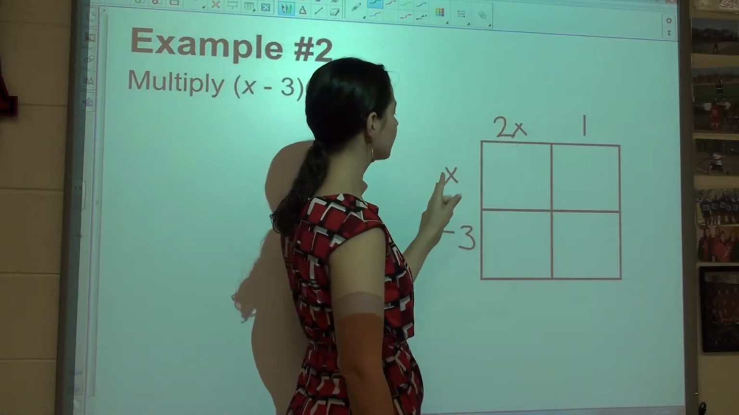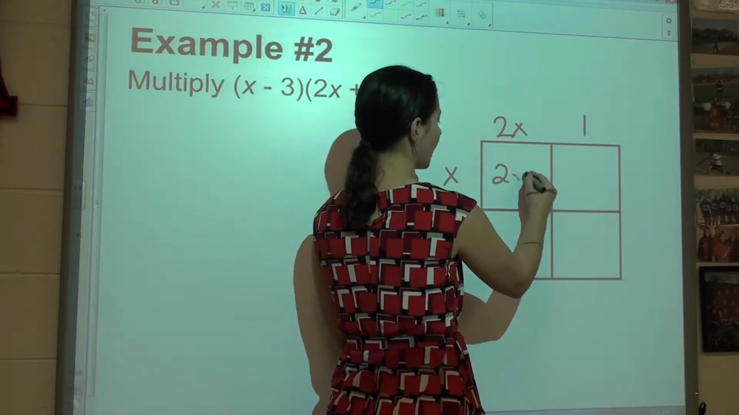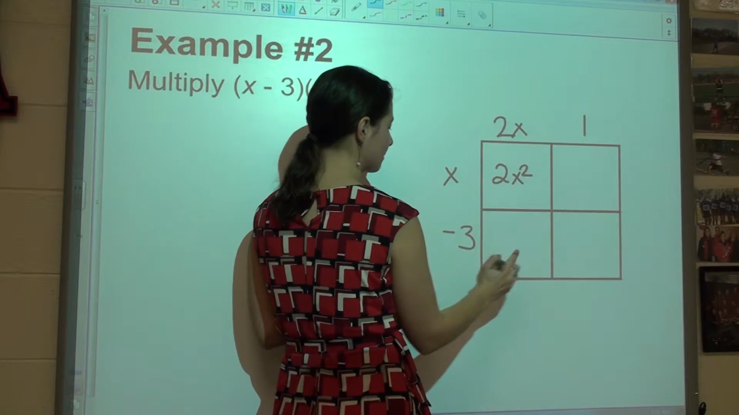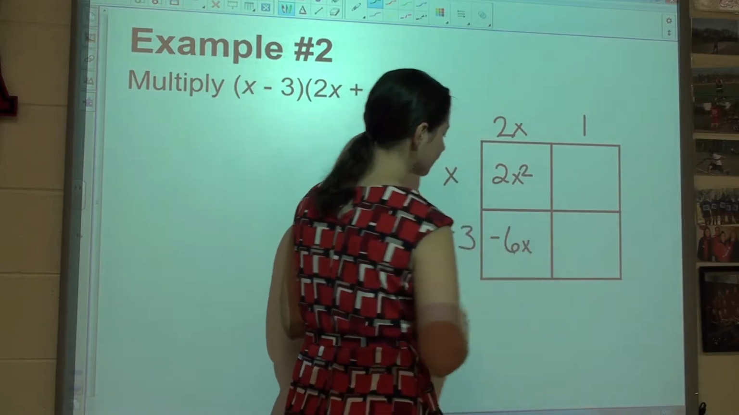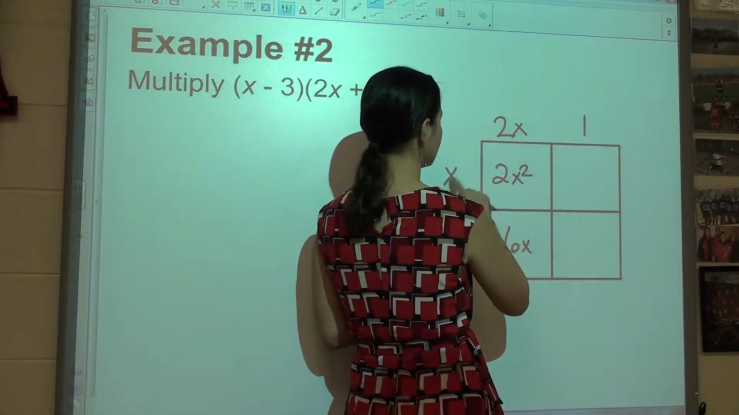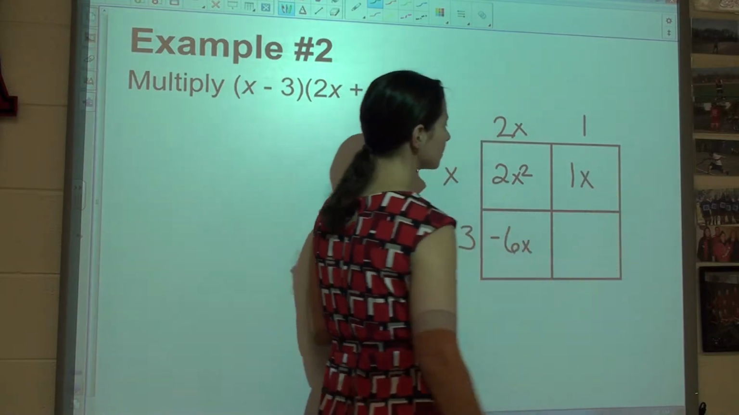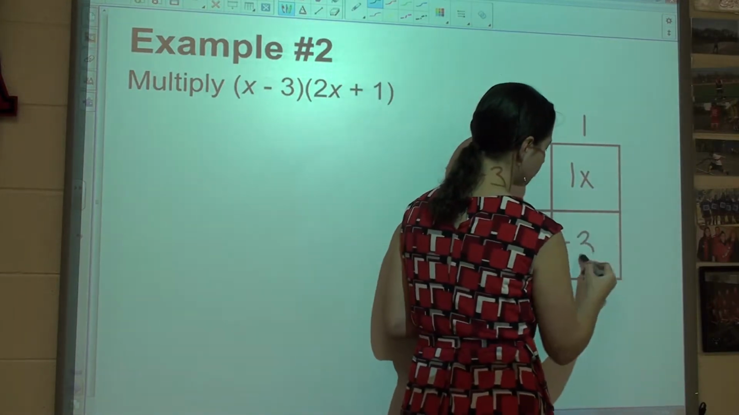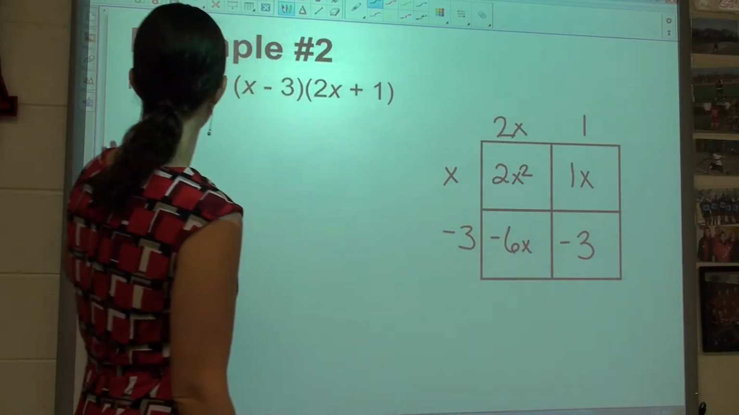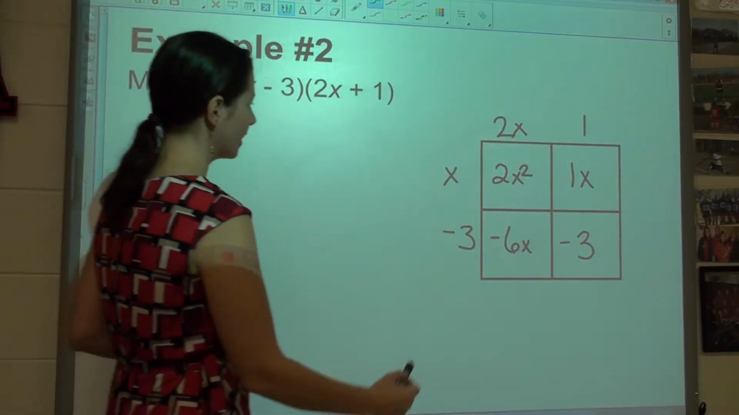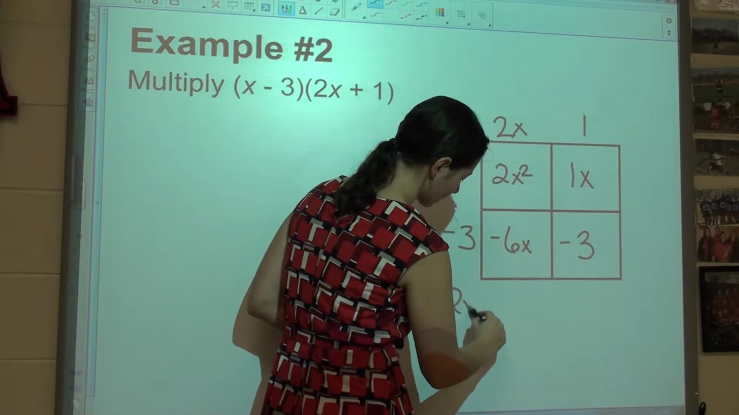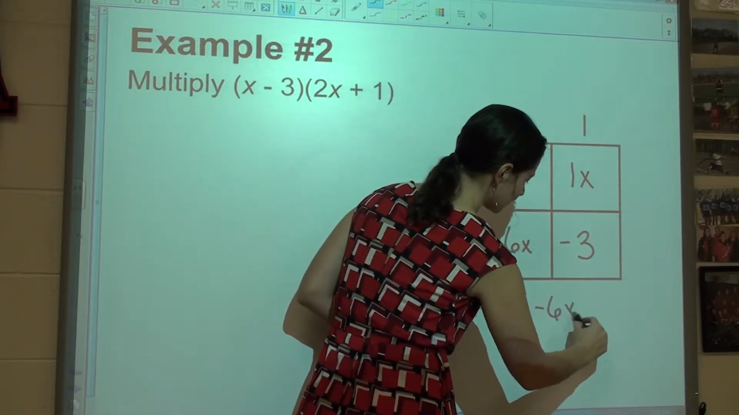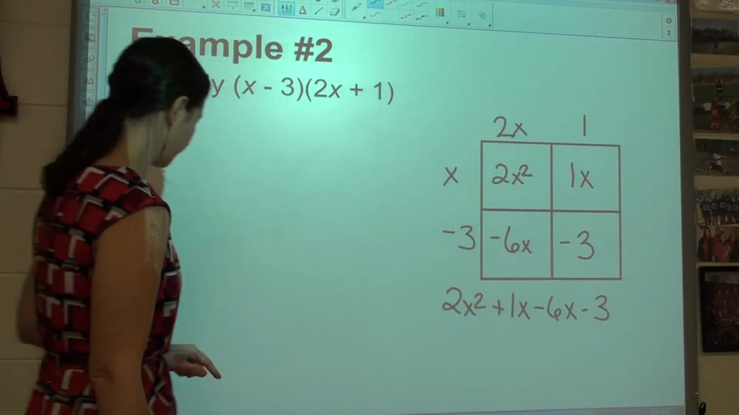So remember, 2x times x will give you a 2x squared. X times x is x squared. 2x times negative 3 is negative 6x. 1 times x is going to give you a 1x. And then 1 times negative 3 is negative 3. Don't forget, you need to finish by writing this as a sum. So we have 2x squared plus 1x minus 6x minus 3.